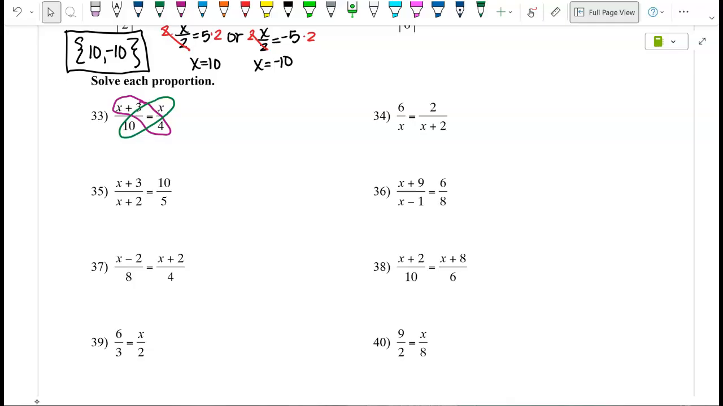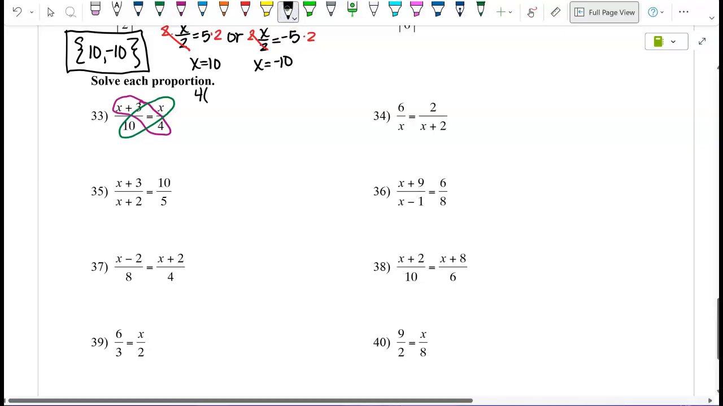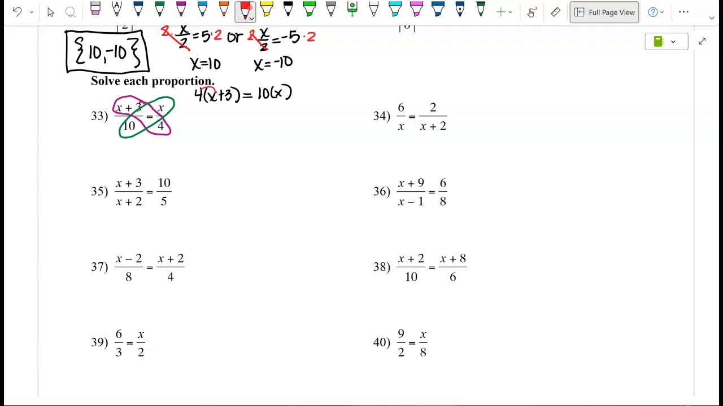All right, so again, on proportions, we are cross multiplying. We have to make sure if we are multiplying times an expression like x plus 3, when we set that up, that's going to be a distributive property because we have 4 times the quantity x plus 3 equals 10 times x. Anytime we have an expression, that's going to be a distributive property. So that's 4x plus 12 equals 10x.